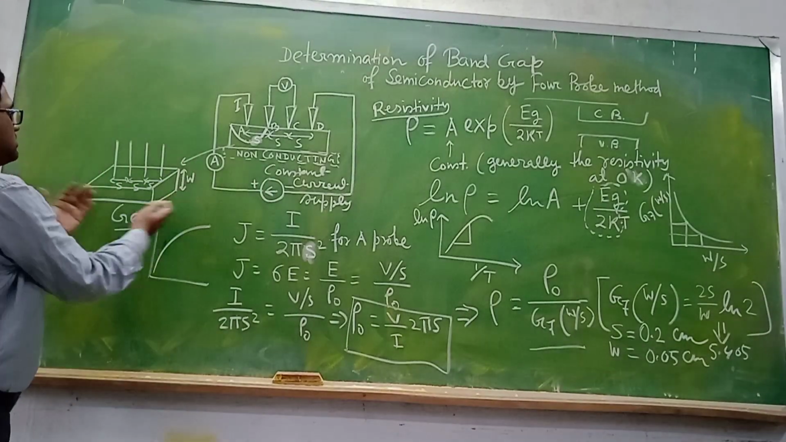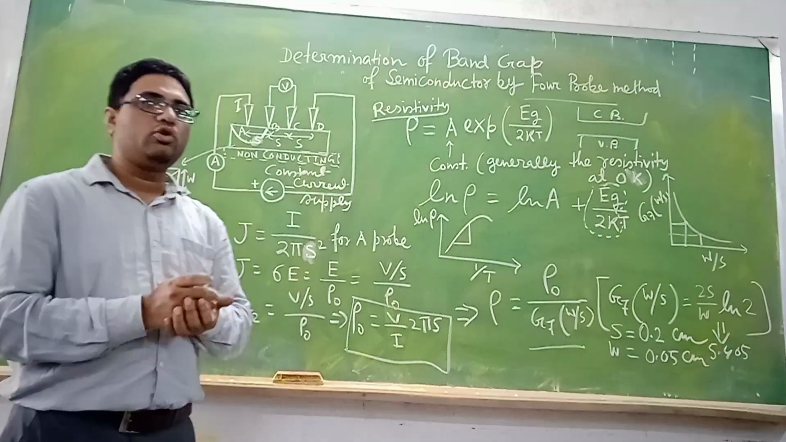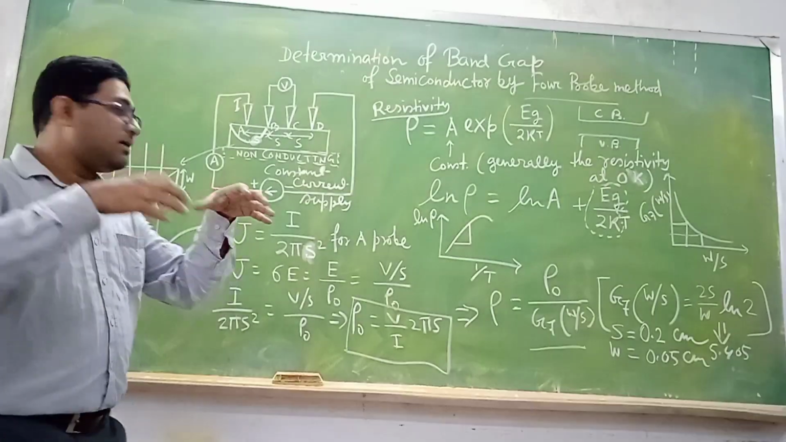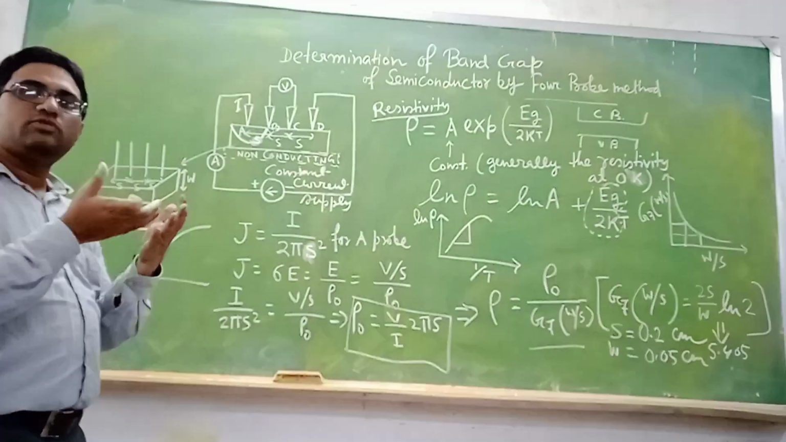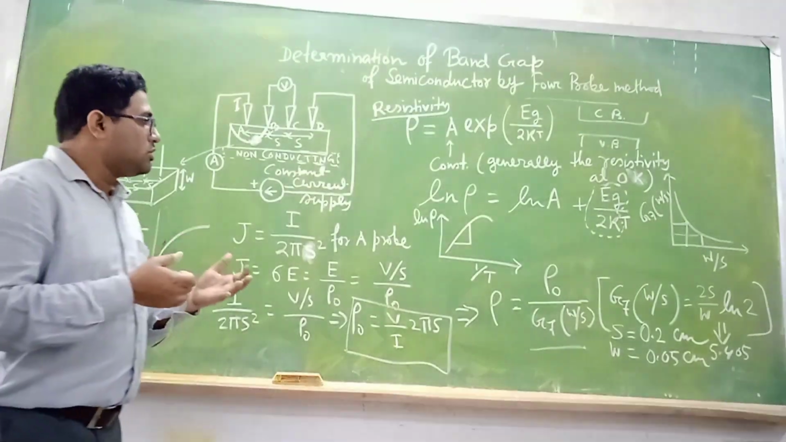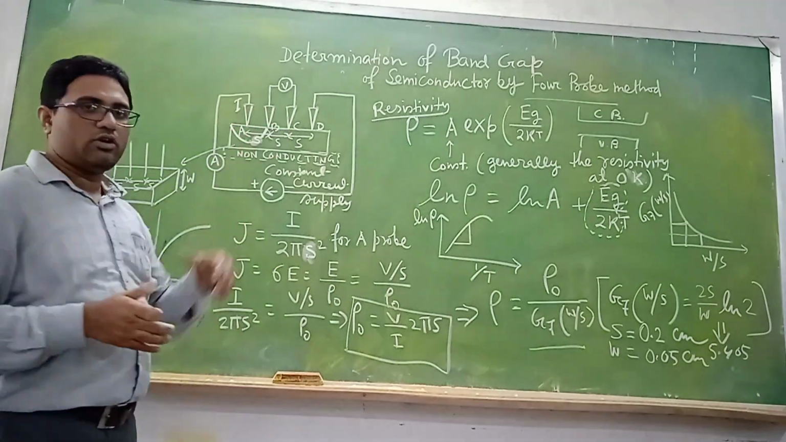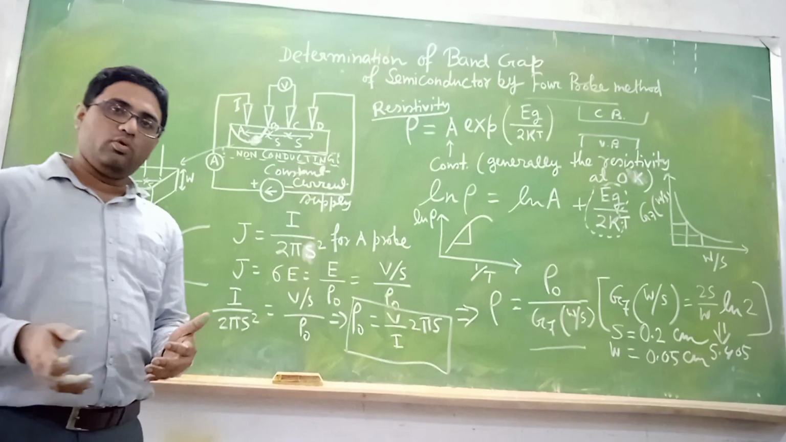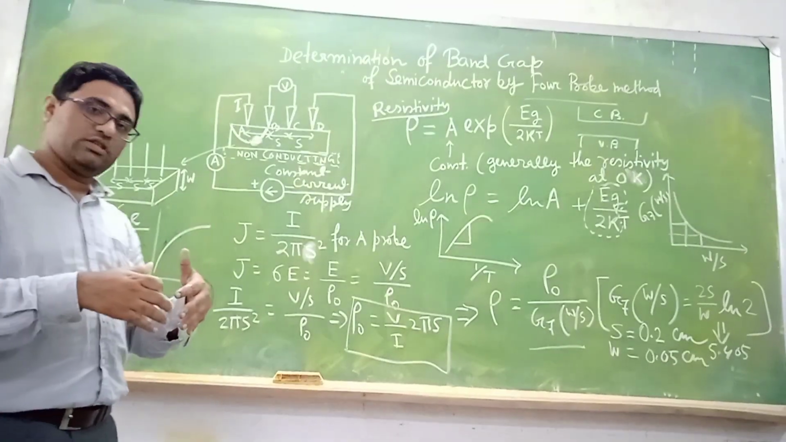So this setup will be placed in an oven. You will see during the demo, the setup will be placed in an oven and you have to heat up the system. If you increase the temperature, the voltage drop across the system will be lowered. If you increase the temperature, voltage will be decreasing.